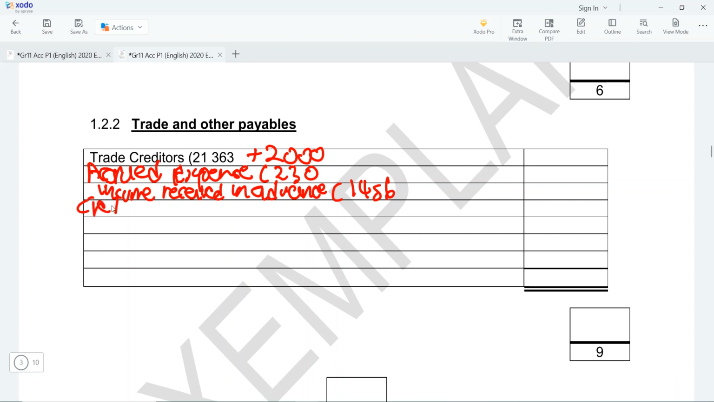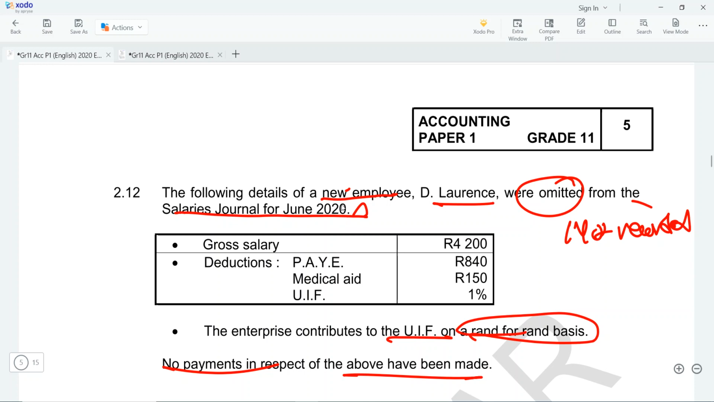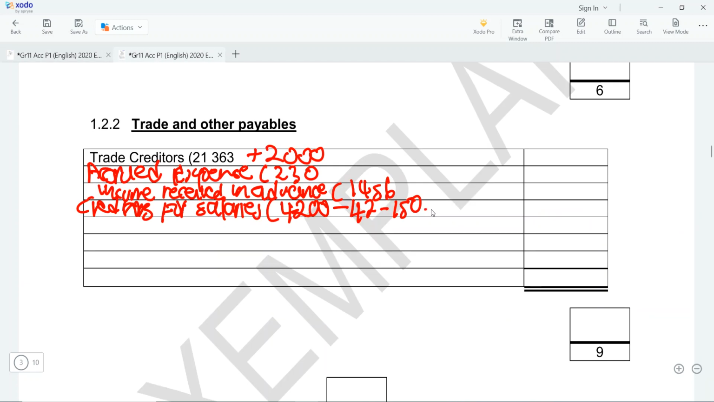Creditors for salaries. Remember, this is the amount that you're going to pay to this person. You're going to pay this person his or her net salary directly in the bank account. So we're supposed to only put the net salary. So we will deduct that 42 rand for UIF, deduct 150 for medical aid, and then also we'll deduct the 840 for PAYE and give this person his or her net salary.